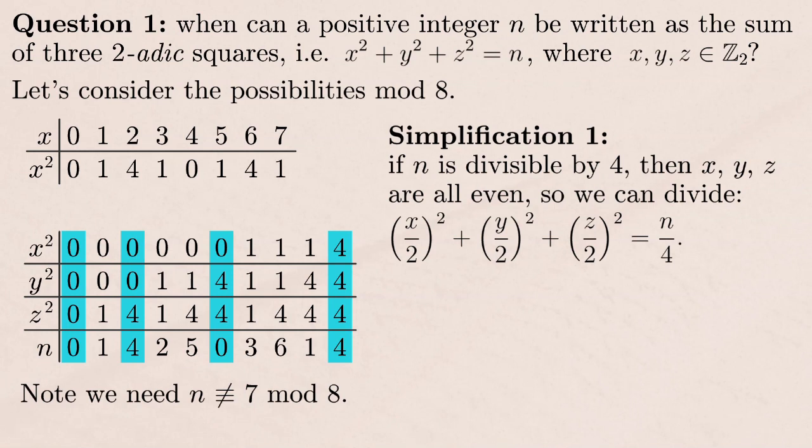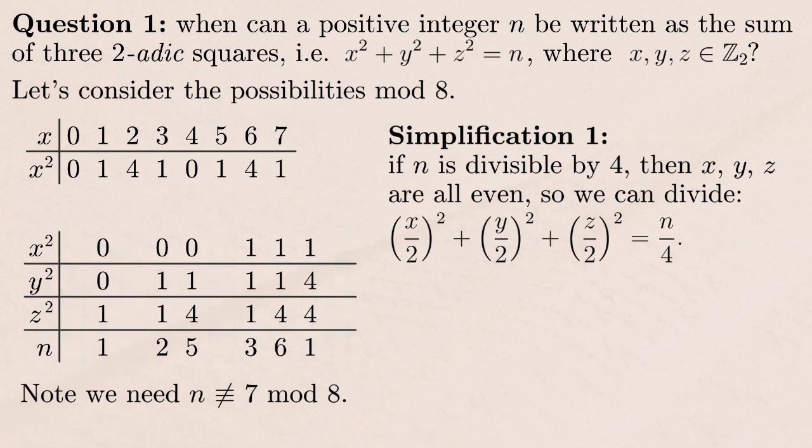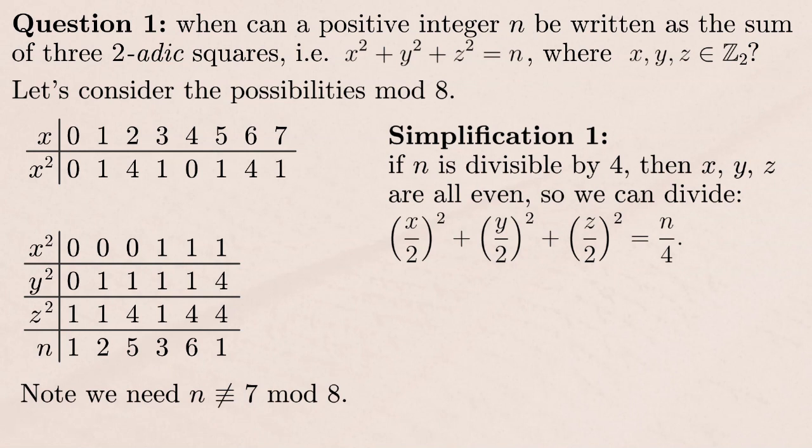And this is another p-adic equation of the same type with an integer on the right. It's just got one fewer factor of 4 throughout than the previous equation. So we can repeat this as many times as necessary to eventually get rid of all of the factors of 4 dividing n, so that we're left with an n that is 1, 2, 3, 5, or 6 mod 8.